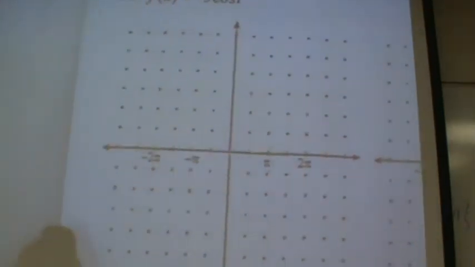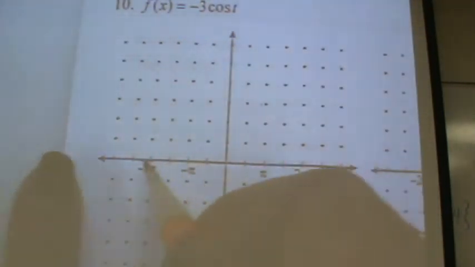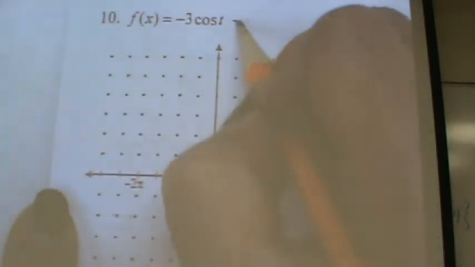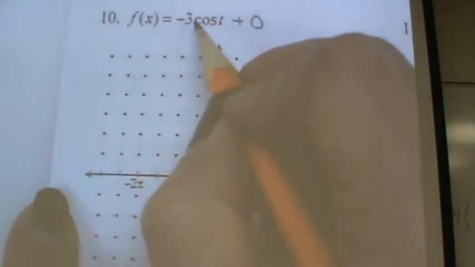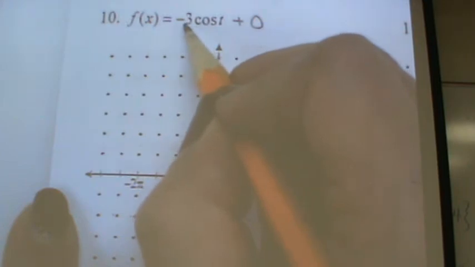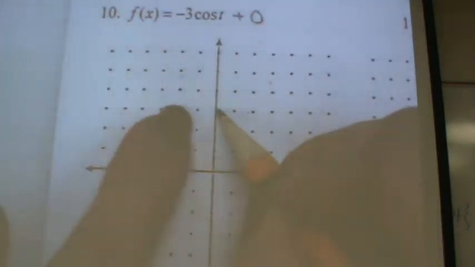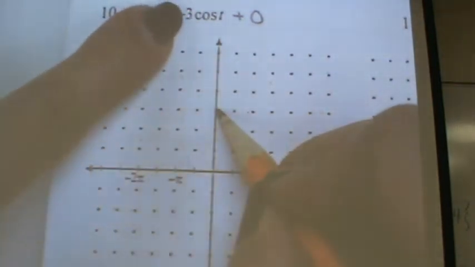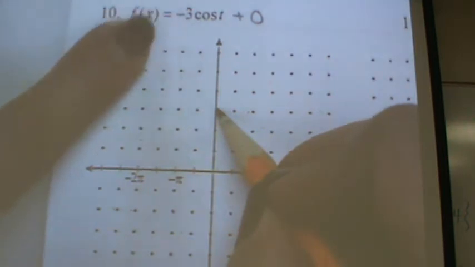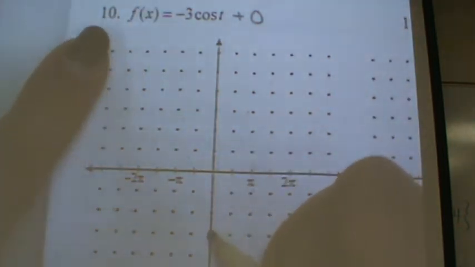Next slide. Number 10. The x-axis is your axis. This is the cosine curve, but it's upside down, and the cosine curve normally would start 3 high. That would be your amplitude, but because it's a negative, you're going to start 3 low.